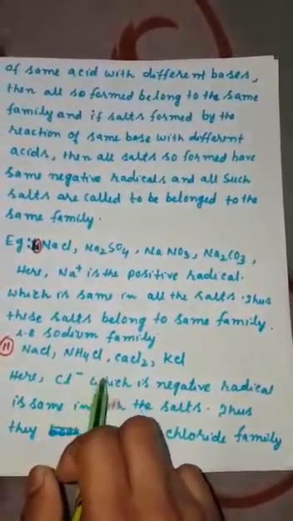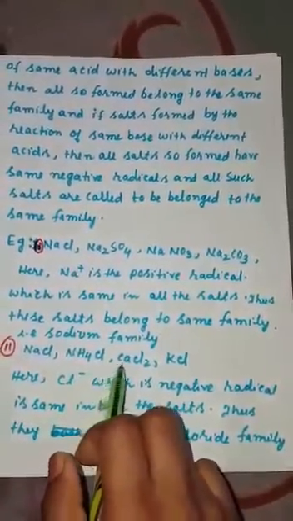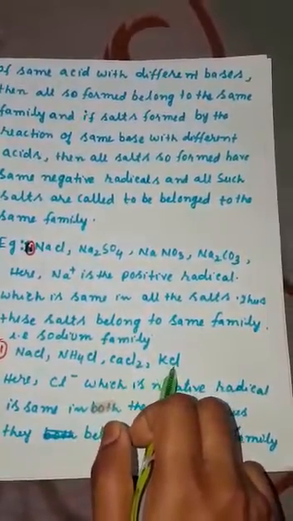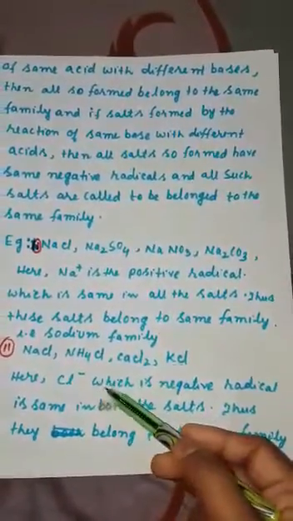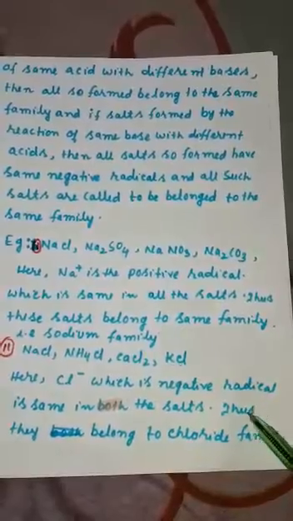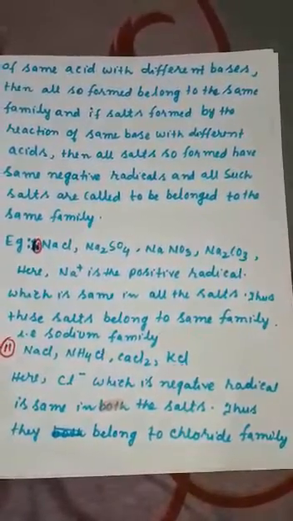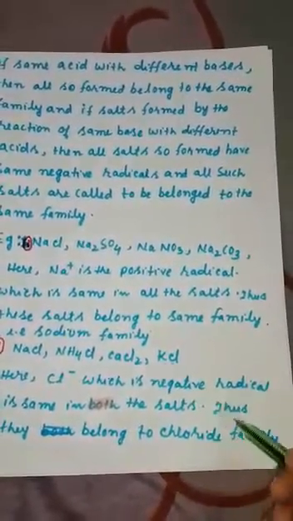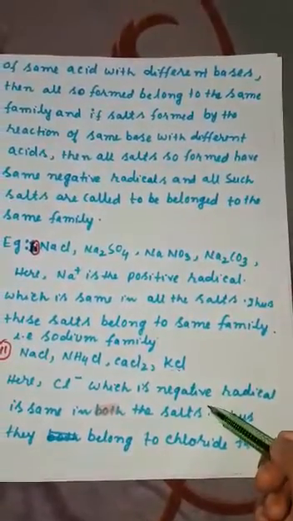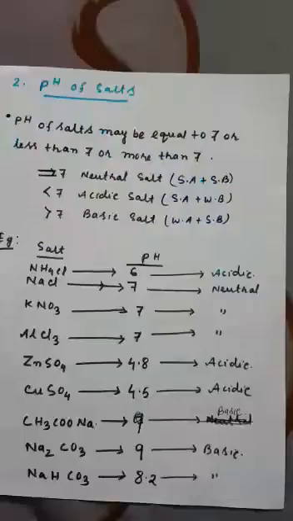And if you consider these salts, sodium chloride, ammonium chloride, calcium chloride, potassium chloride, etc., you will see that here the chloride, which is the negative radical or the ion, is the same in all the salts. Thus they belong to the chloride family. So in this way you can find the family of salts.